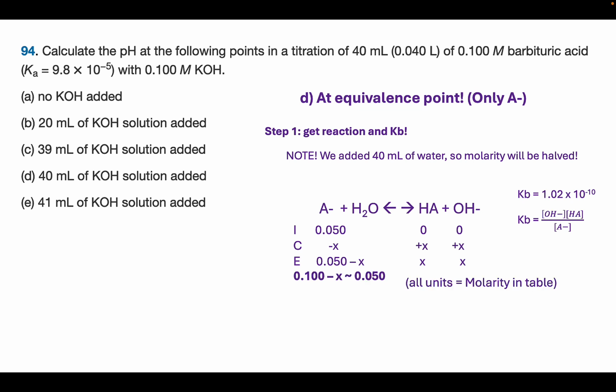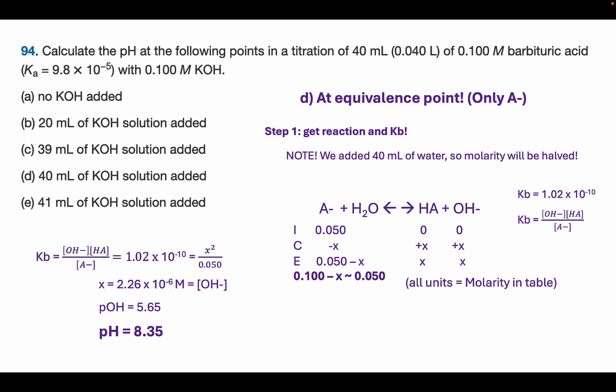We get the following. We can make our approximation here. This should really be 0.05 minus x is about equal to 0.05 in the bottom. Sorry about that. But we plug into Kb. We have our unknown, and we solve for x, the concentration of the hydroxide, which is 2.26 times 10 to the negative 6. That gives us our pOH, which gets us our pH. And the pH here is 8.35.